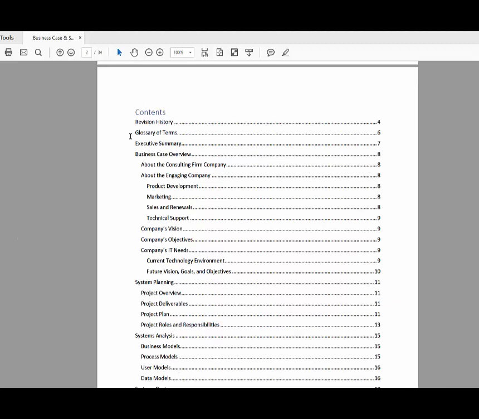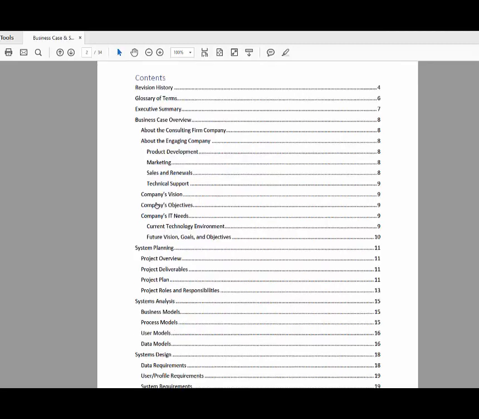Similar to the table of contents that you see here, you should have a similar navigation on your SharePoint site, so it's easy to navigate from section to section on your SharePoint site.